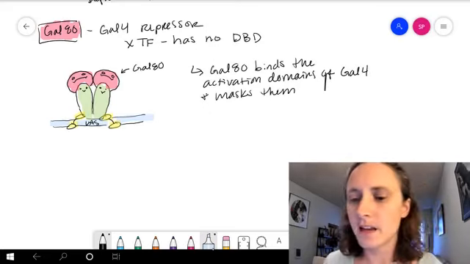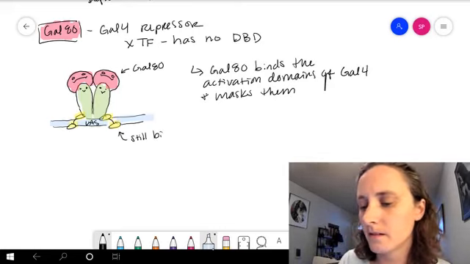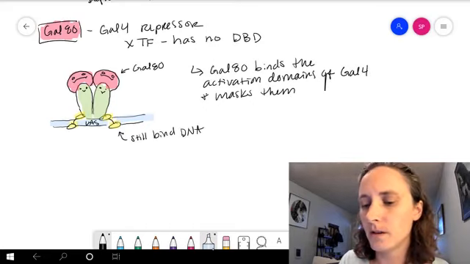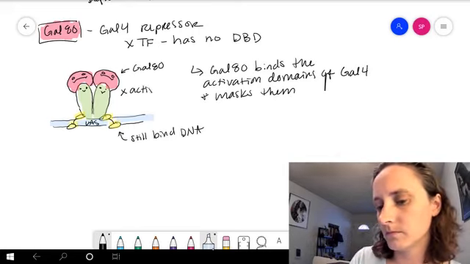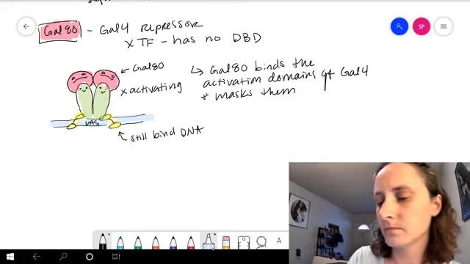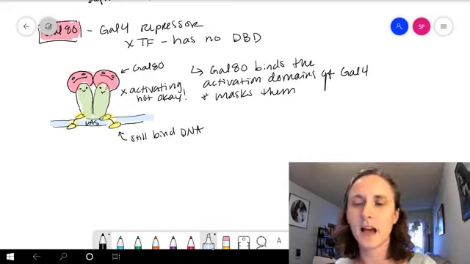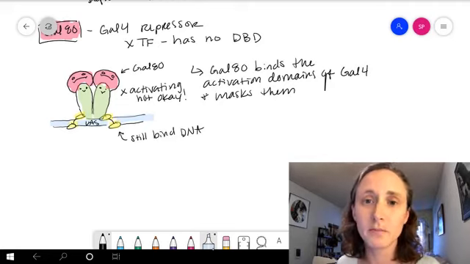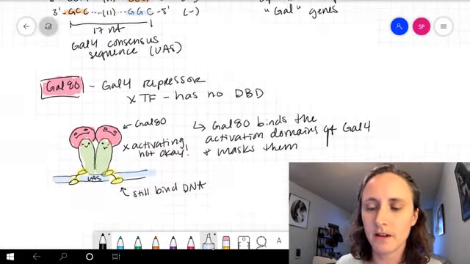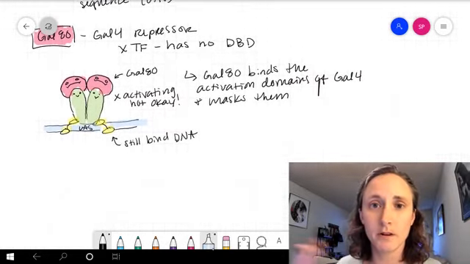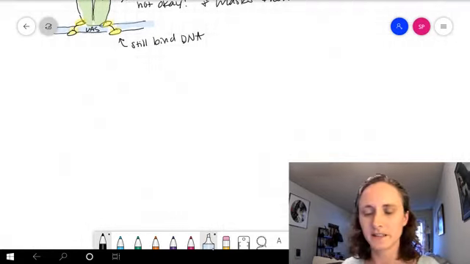So when Gal80 is present, Gal4 can still bind DNA. That's not the problem. However, its activating ability is gone, because Gal80 is hiding its strong activation domains like a weird little mushroom cap. So we have Gal4, our activator, Gal80, our repressor of Gal4, and now we need a repressor of Gal80 or something to make this cycle complete.